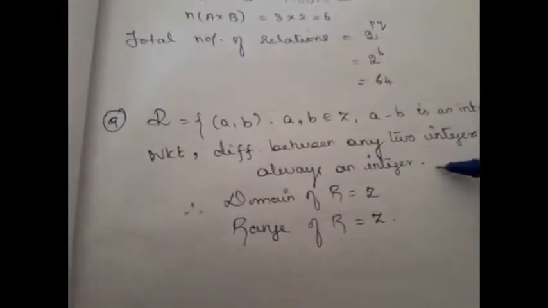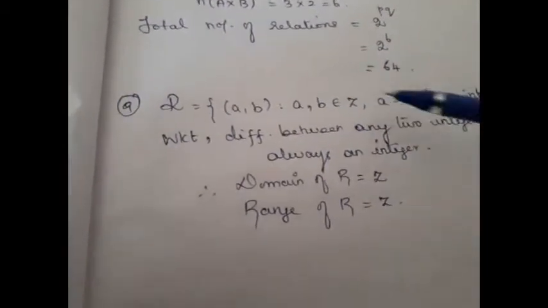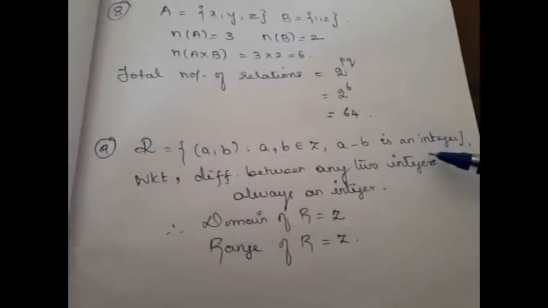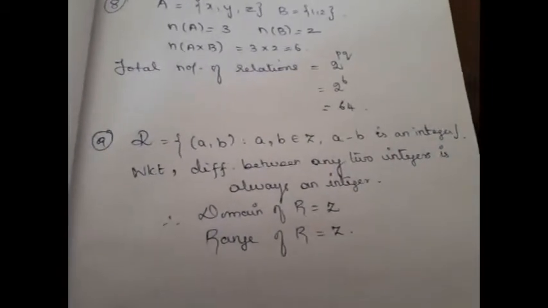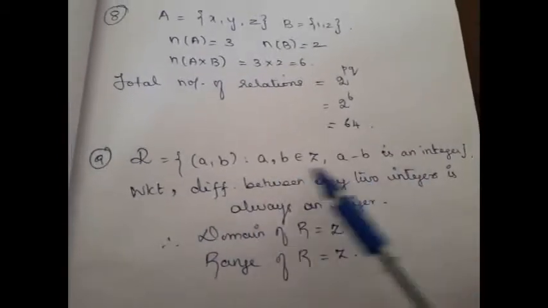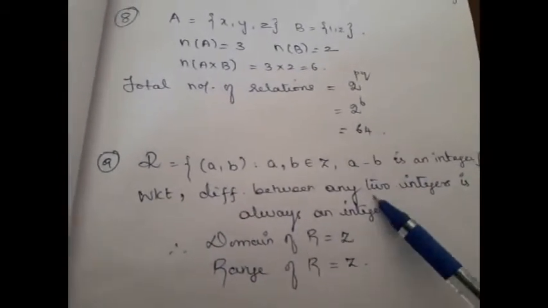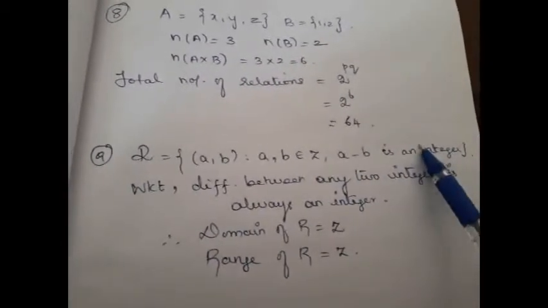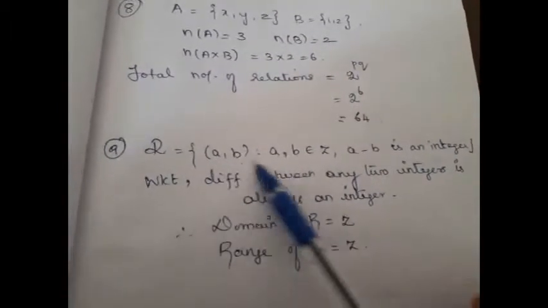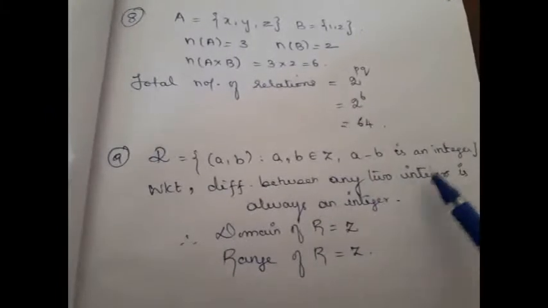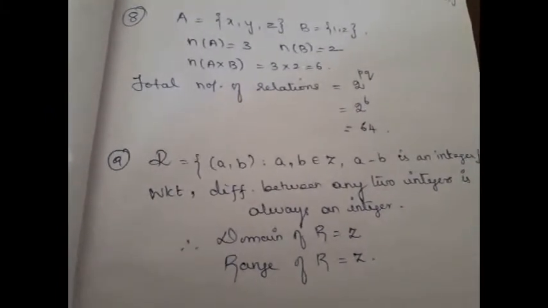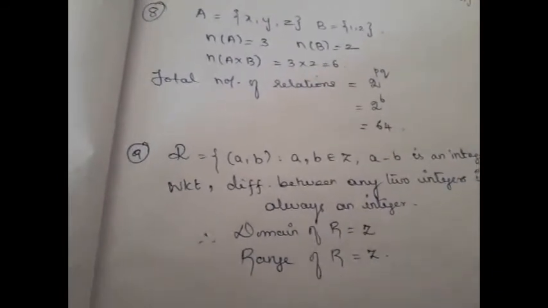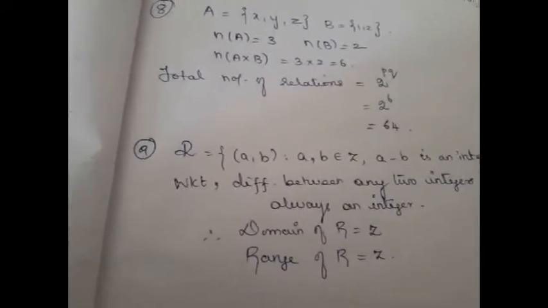Now we will move on to the last question. Let R be the relation on Z defined by (a, b) such that a, b belong to Z and a minus b is an integer. They asked you to find the domain and the range. We know very well the difference between any two integers is always an integer, right? Here they have given a and b are integers and the difference is also an integer. Any integer you take, the difference will again be an integer. Therefore domain of R is Z and range of R is also Z. What is Z? Z is the set of all integers.